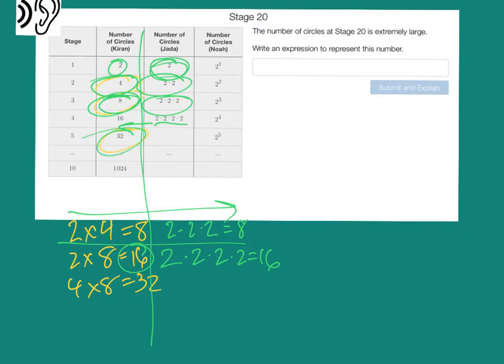Let's look at the equivalencies there. 4 was the same as 2 times 2. 8 was the same as 3 2's, or 2 times 2 times 2. If I multiply all those together, I equal 32. And what Jada should have written here was 5 2's all in a row, and that's what we have. 5 2's all in a row, and that equals 32.